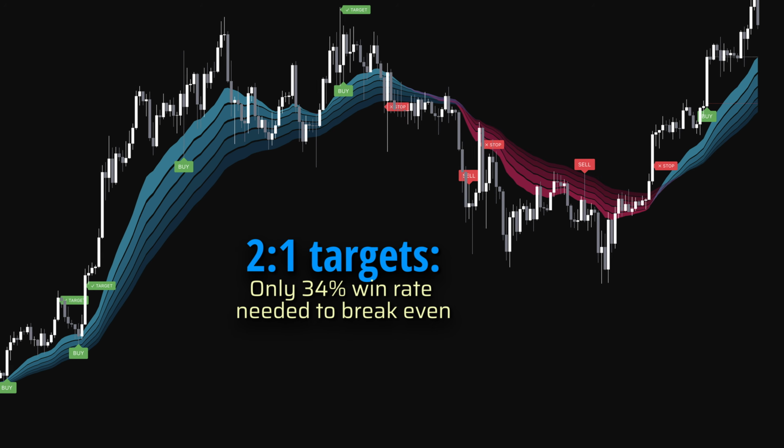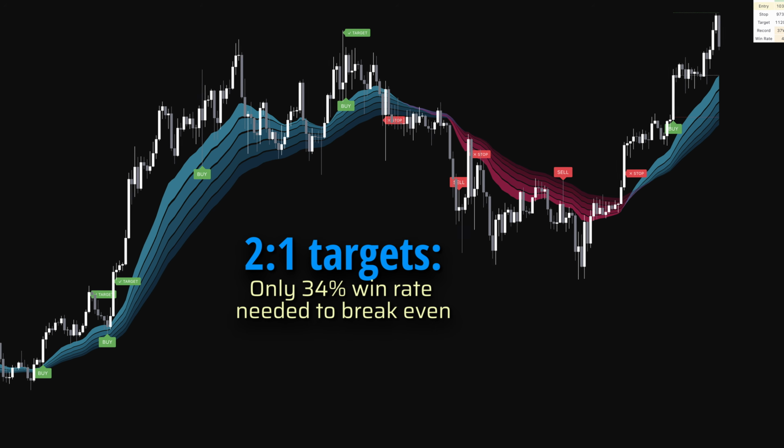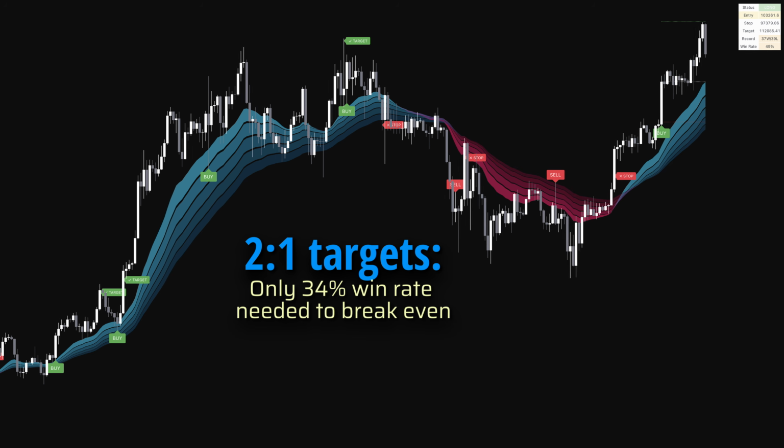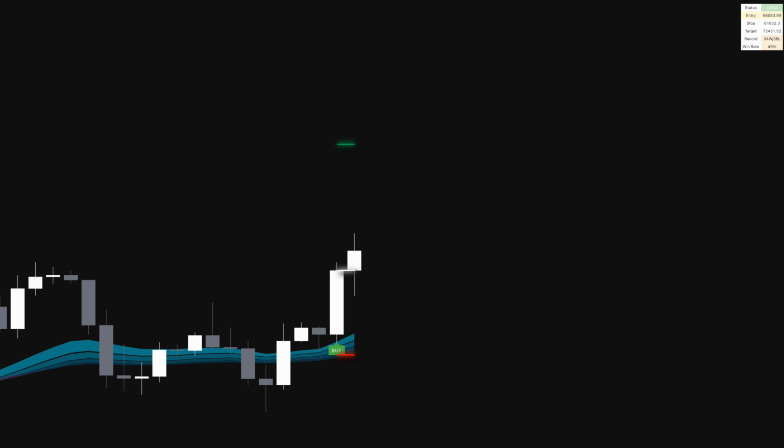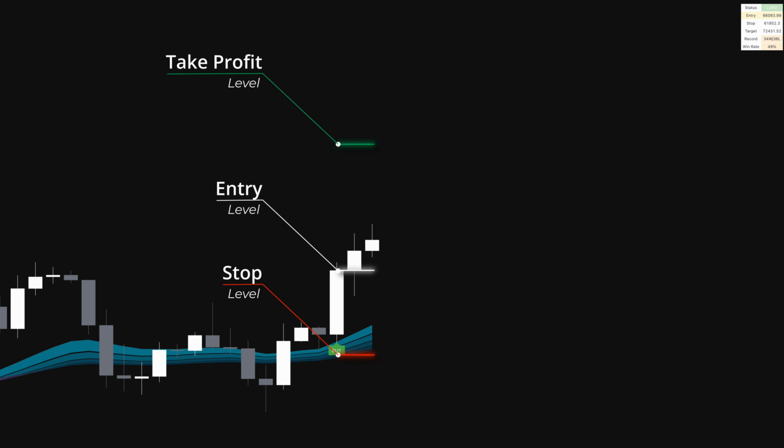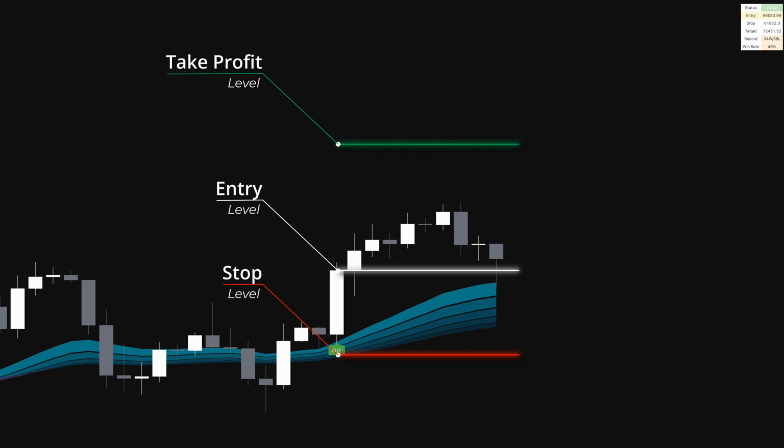The math is simple. With 2-to-1 targets, only 34% winners are needed to break even, and testing showed around 50% on some instruments on daily timeframes. 3 dotted lines display when there's an active position: white for entry, red for stop, green for target. These extend forward from the entry bar, making position management straightforward without needing to calculate levels.